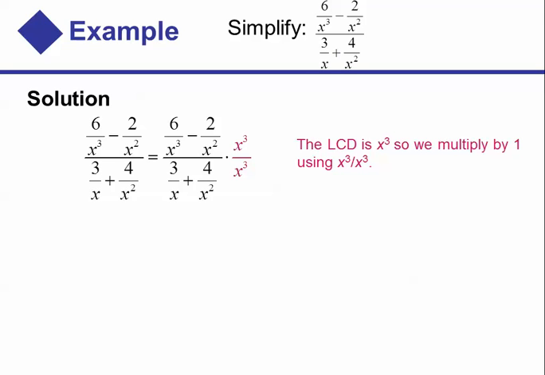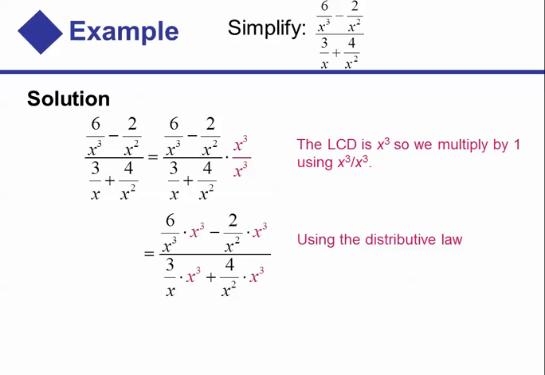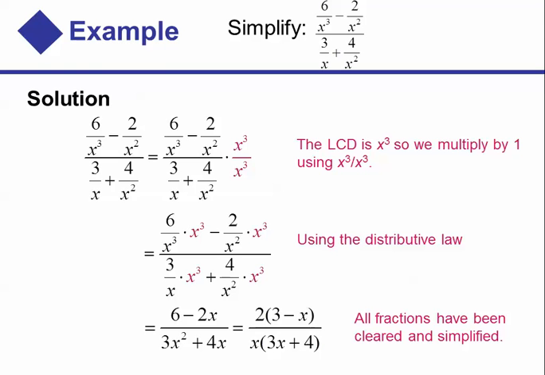So again, remember, we're going to multiply the entire complex rational expression by 1. The version of 1 we're going to use is the LCD over itself. And we won't forget to distribute that in so that each and every term gets multiplied by that x cubed. And what we're left with is 6 minus 2x over 3x squared plus 4x.